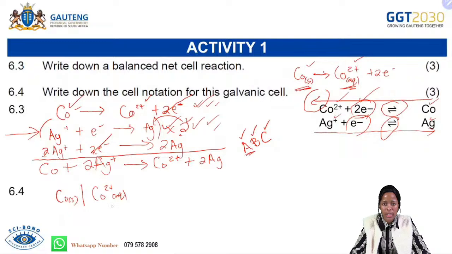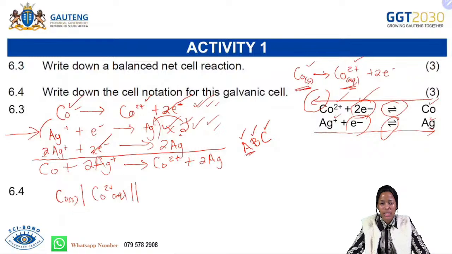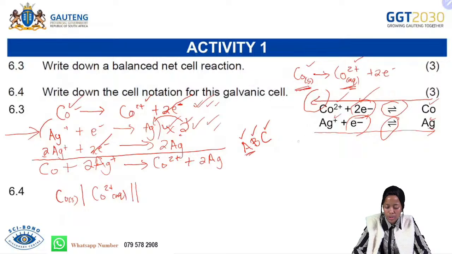So we've written the anode part. And then the B is the salt bridge. The salt bridge will then be given by the double line there. And then the C is going to represent the cathode. So for the C, this is what we then have.